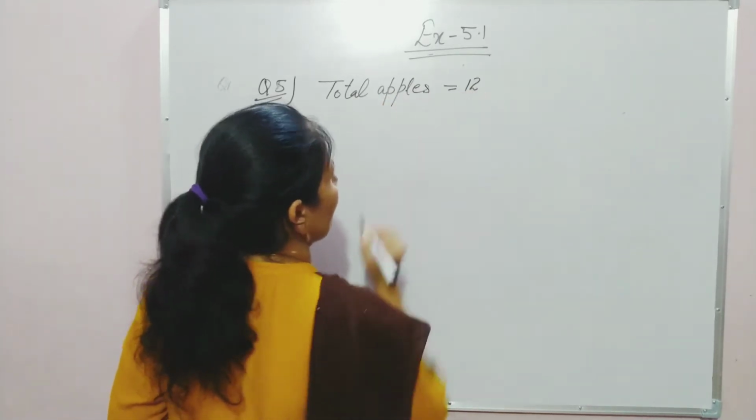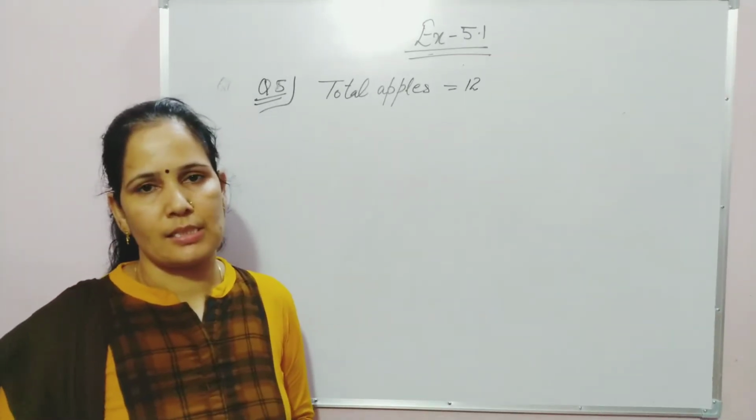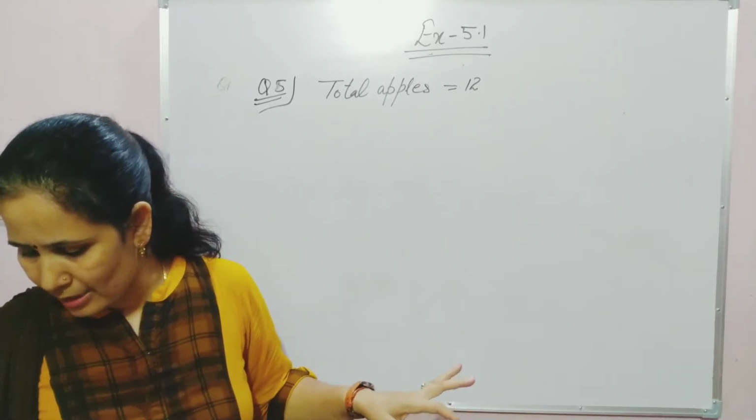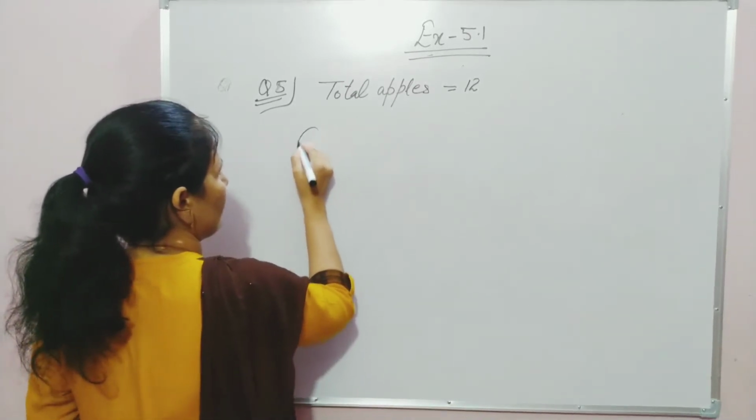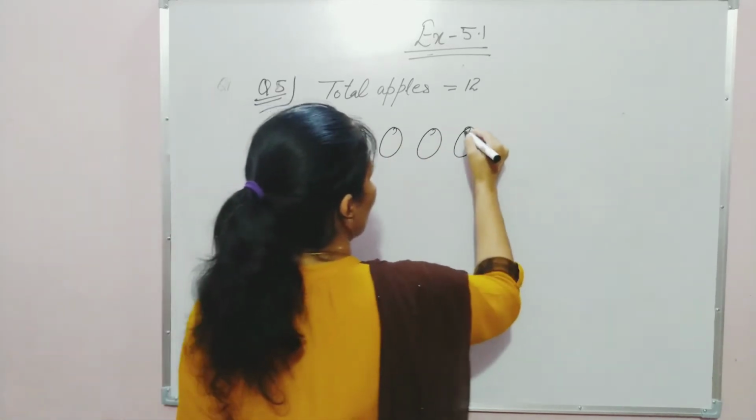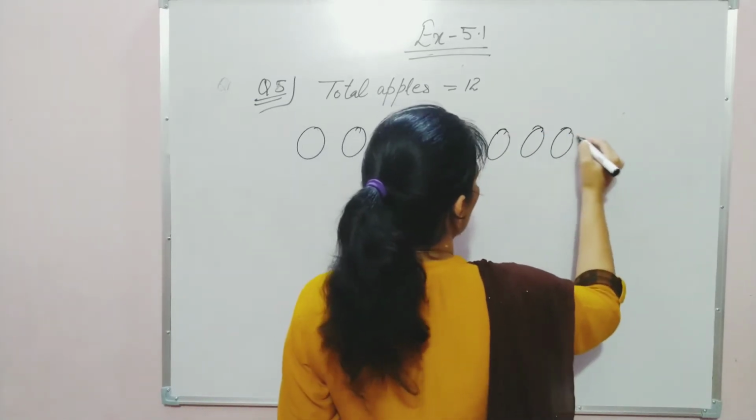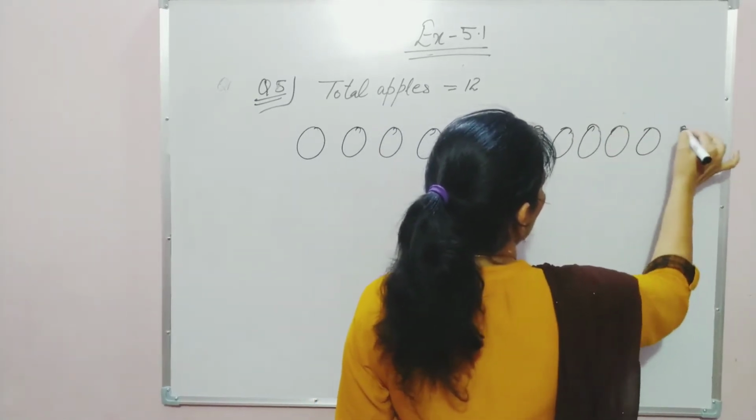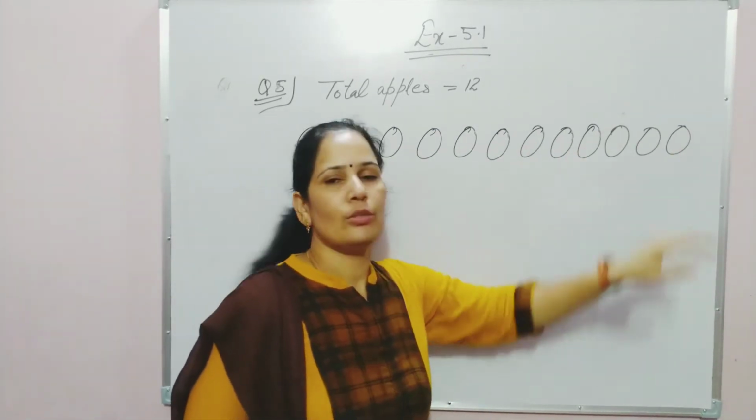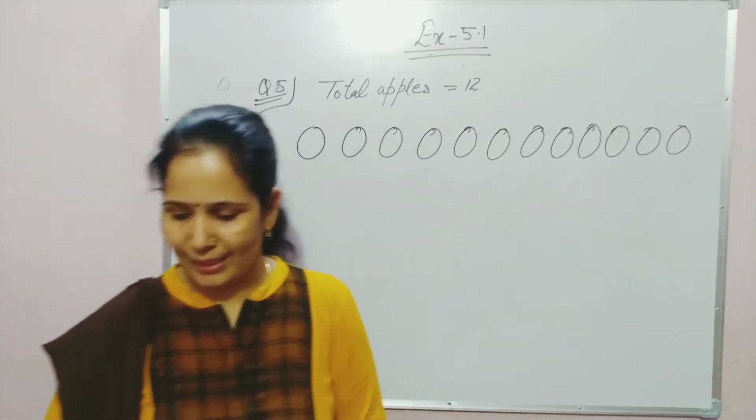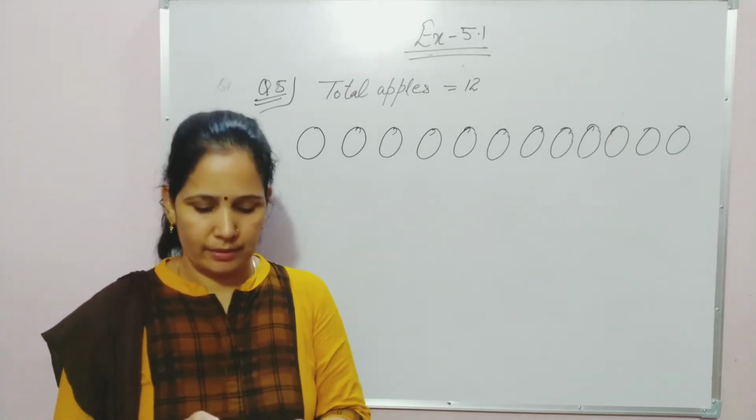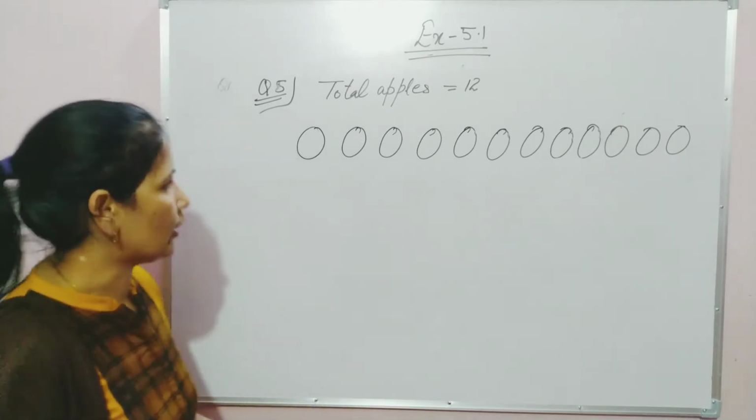Total apples 12. They have given 12 apples, and out of 12 apples, a third of those is bad. Now I'm going to make the figure: 1, 2, 3, 4, 5, 6, 7, 8, 9, 10, 11, and 12. We have taken 12 apples, and according to the question they told every third apple is bad, that means rotten. So we crossed every third.